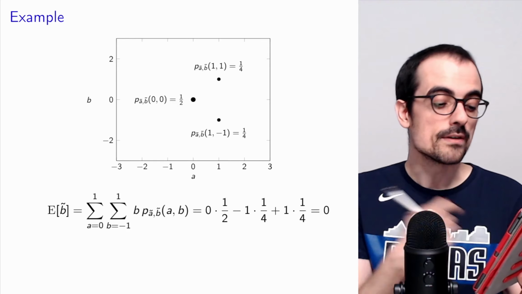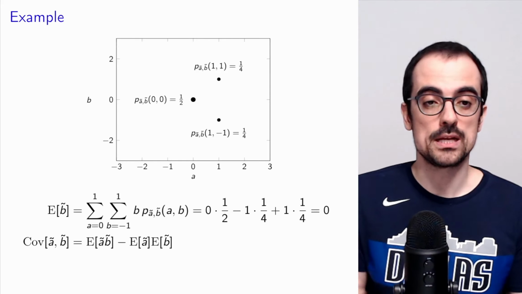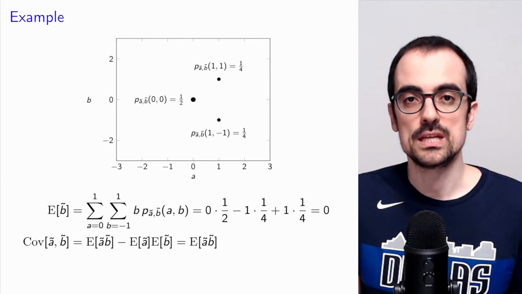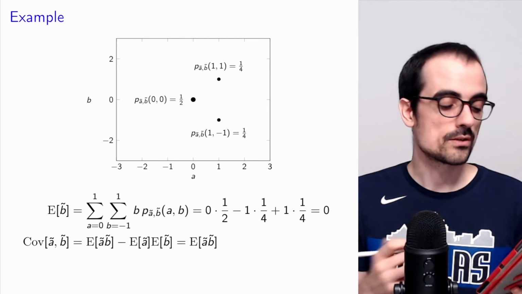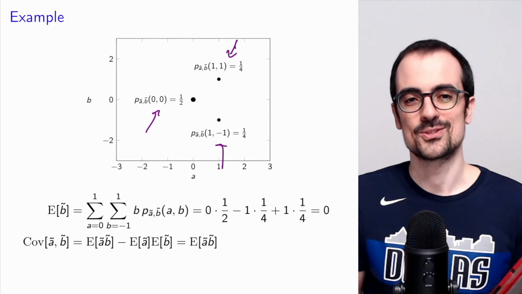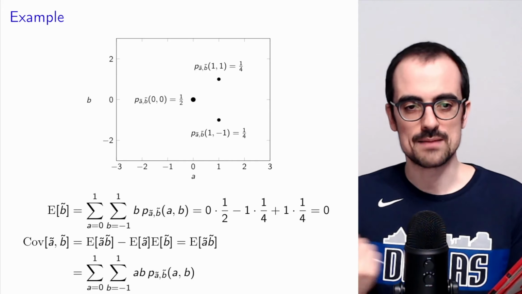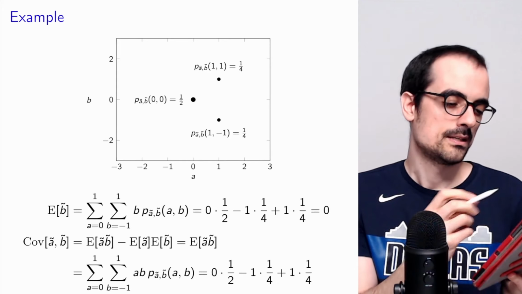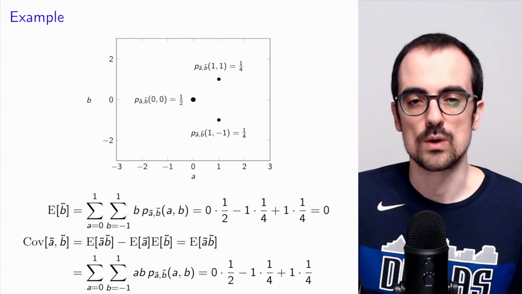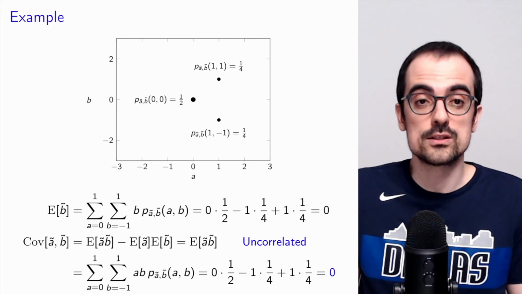Now let's compute the covariance between A and B. The covariance is the mean of the product minus the product of the means. Because the mean of B is 0, we can just compute the mean of the product. What are the possible values of the product? 0, 1, and -1. So it's very easy to compute this mean. Again, we sum all the possible values times the corresponding probabilities. 0 has probability 1/2, -1 has probability 1/4, 1 has probability 1/4. So the covariance is 0, which means that the two random variables are uncorrelated.